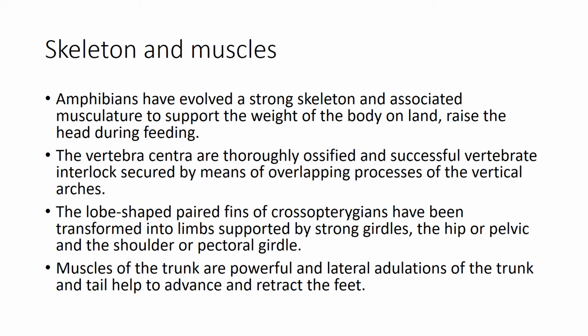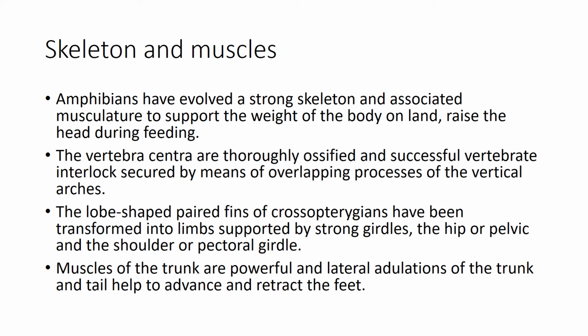So the lobe-shaped paired fins of Crossopterygians have been transformed into limbs supported by strong girdles, the hip or pelvic girdle and the shoulder or pectoral girdle. Also, muscles of the trunk are powerful, and lateral undulations of the trunk and the tail help to advance and retract feet.